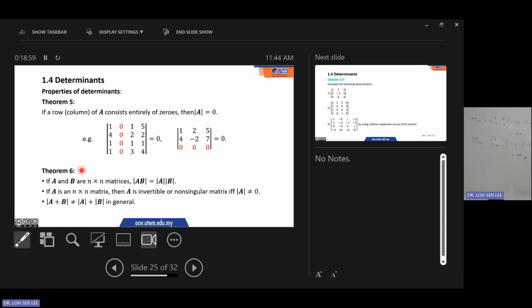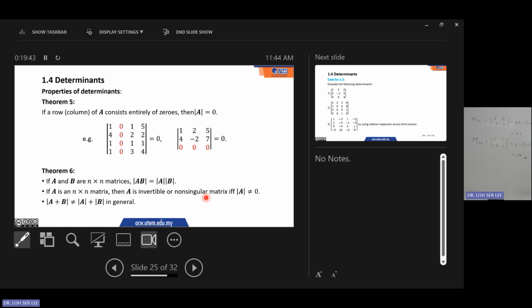Okay, theorem number 6. If A and B are n by n square matrices, then the determinant of the product AB will be equal to the product of the determinants of the two matrices separately. You can find the determinant of A and B separately, and then multiply them together. You will get the same as finding the product AB first, then finding the determinant. These two are equal.